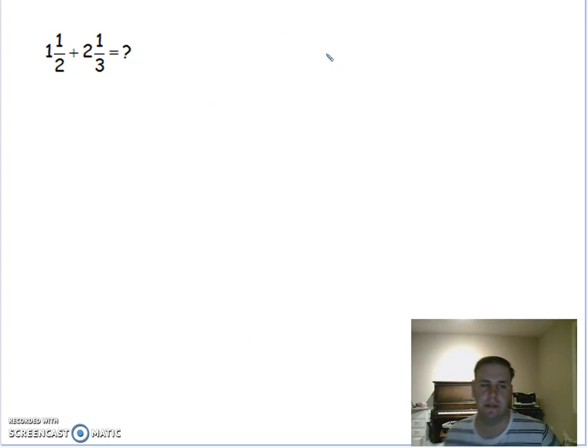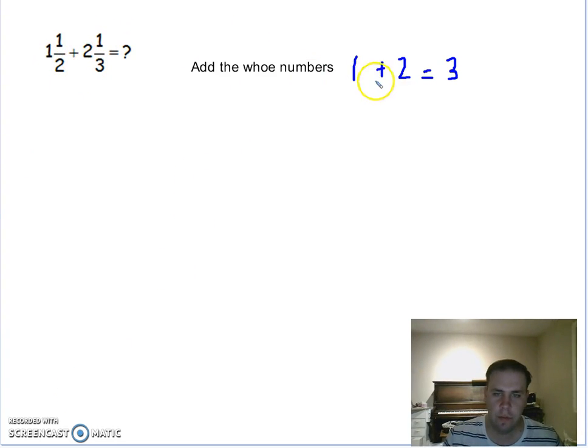And my last question. Now, if I have 1 1/2 plus 2 1/3, what I can first do is add my whole numbers. Alright, so I added my whole numbers. 1 plus 2 equals 3. And now I can go ahead and add the fractions. Okay, so I have 1/2 plus 1/3.